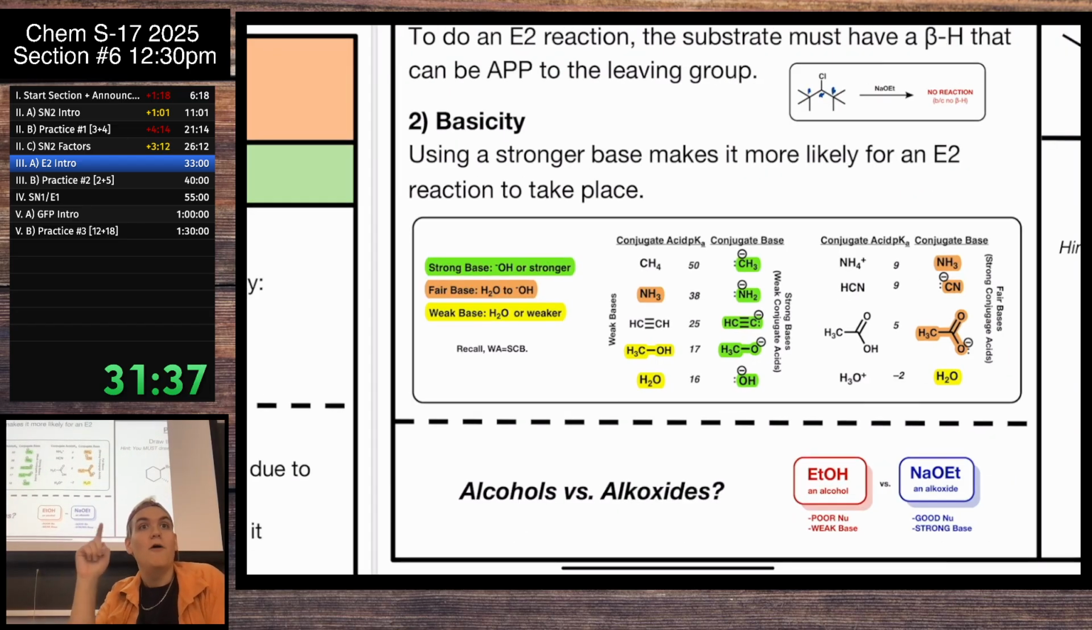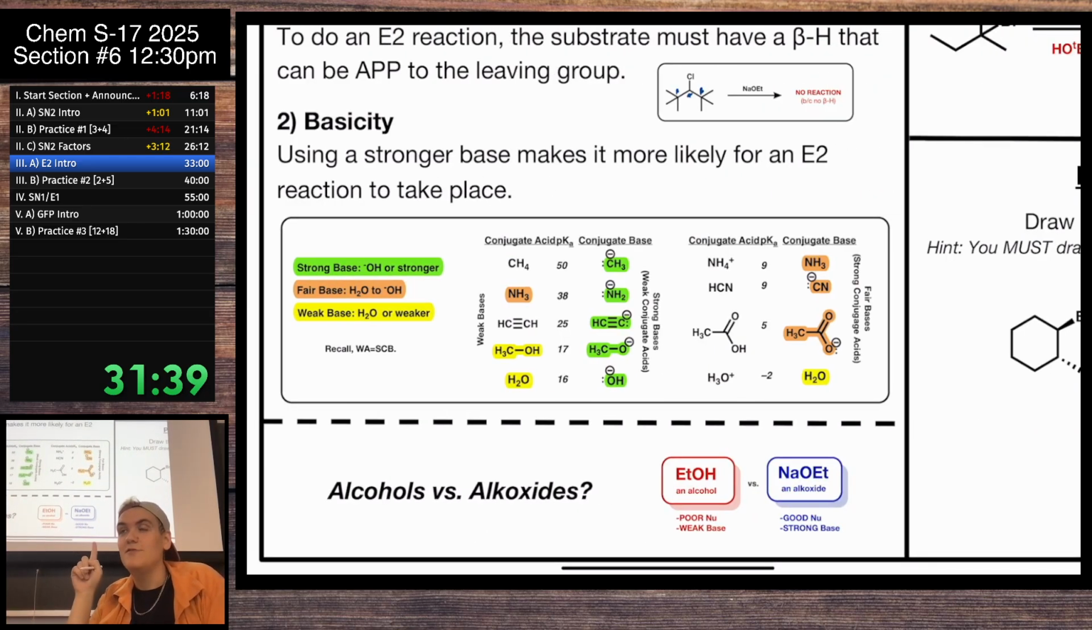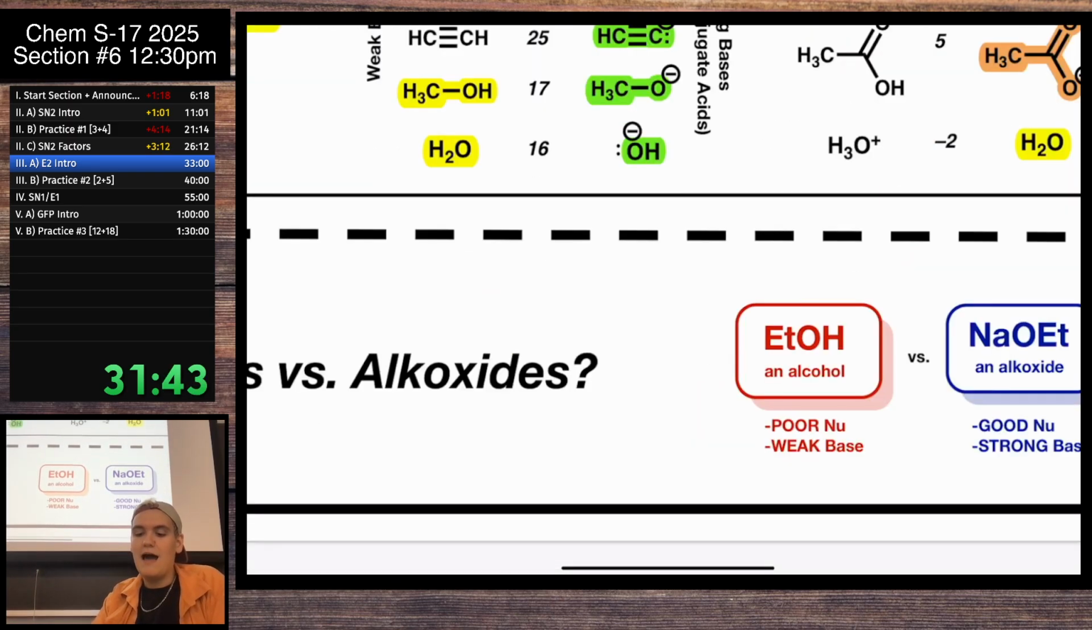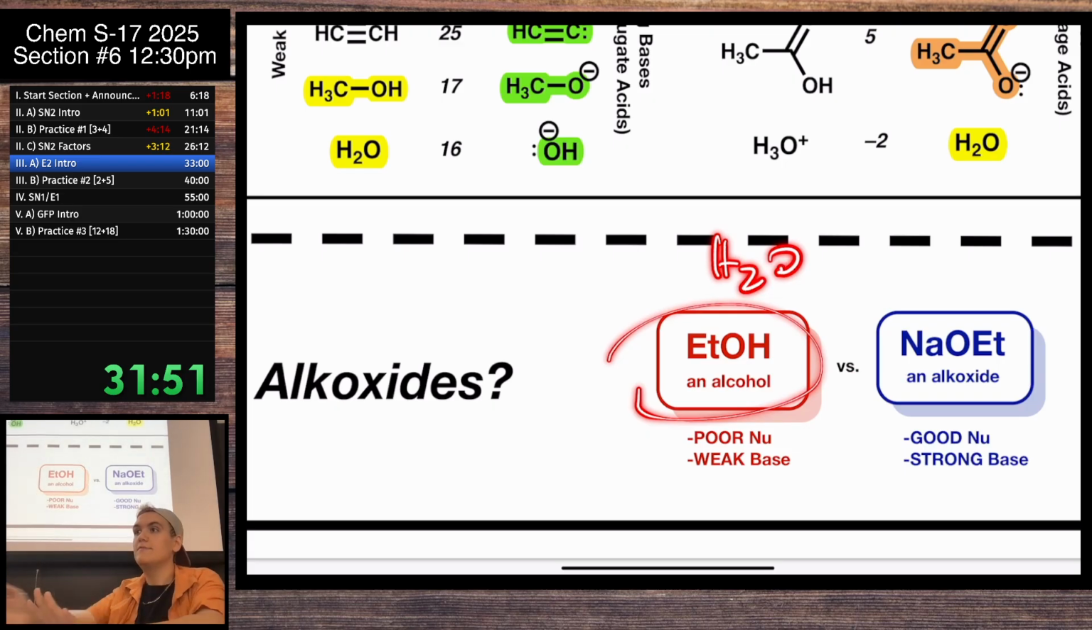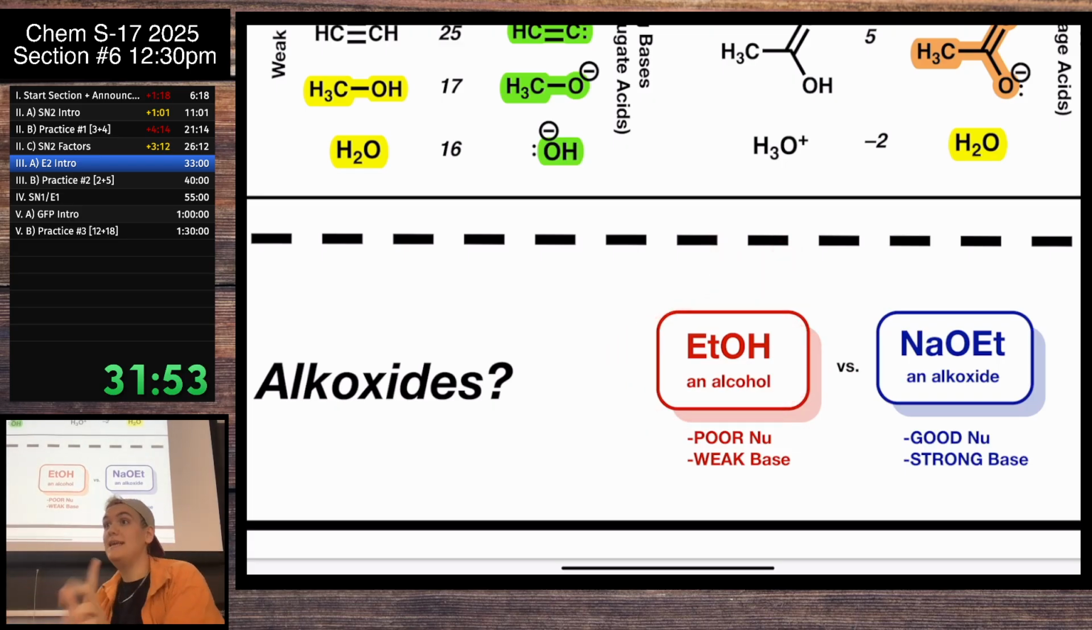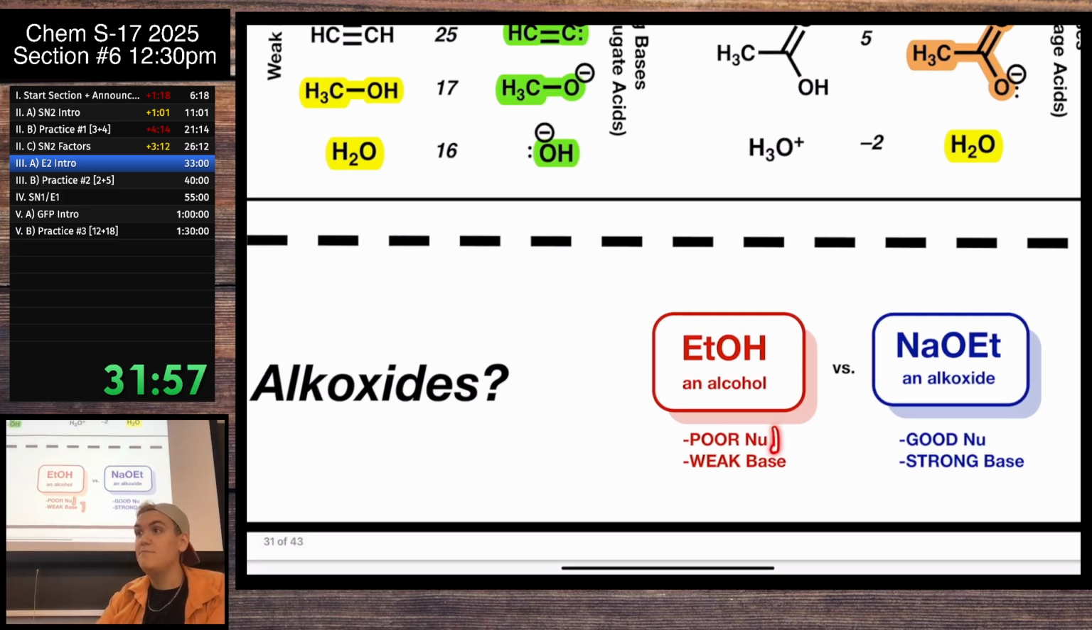That's the big thing. One warning that I see students mess up every year. Every year. The difference between alcohols and alkoxides. So alcohols are neutral. They're like water. Water you can put on your hands. You drink it. You're made of it. It is a poor nucleophile and a weak base. It's not very reactive. It's not very good at E2. It's not very good at SN2.